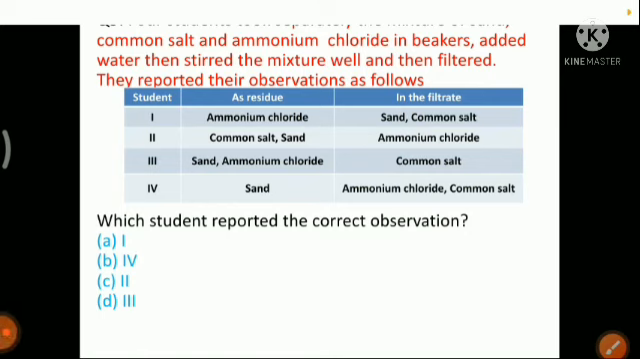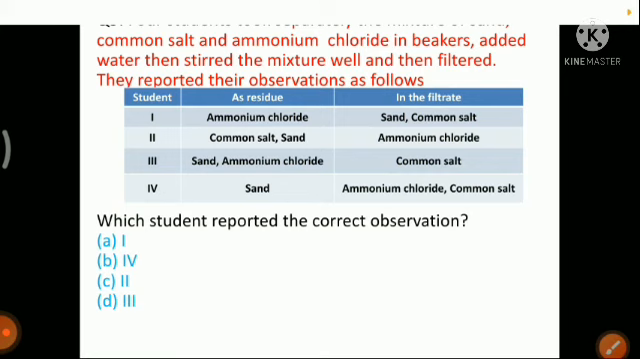Okay, so now all four students have written their observations. Student 1 has written that ammonium chloride is the residue, and the filtrate will be sand and common salt. Student 2 has written that common salt and sand are the residue and ammonium chloride is the filtrate. That means student 1 is writing that ammonium chloride will be left as a solid, and sand and common salt will be mixed in the water and be present in the liquid. Student 2 is writing that common salt and sand will be present in the filtering device as a solid, as a residue, and ammonium chloride will mix with the water and go as a liquid.